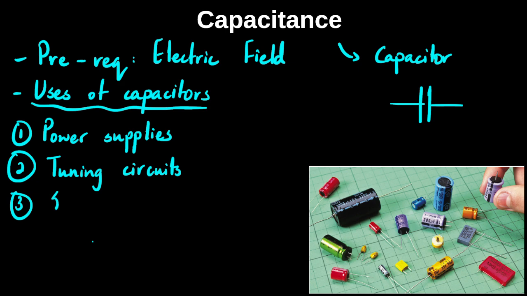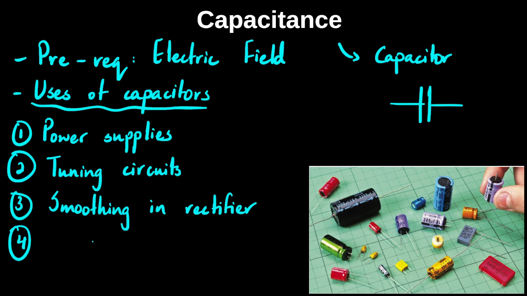This is also used in something called smoothing, which we are going to study later in the chapter on alternating currents. Basically if you have AC current, capacitors can help to smooth that current, making it look more like DC. This can also be used for adding time delays wherever required. So if you want something to happen after a certain time, you use capacitors in that case.